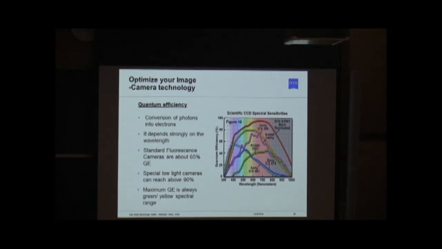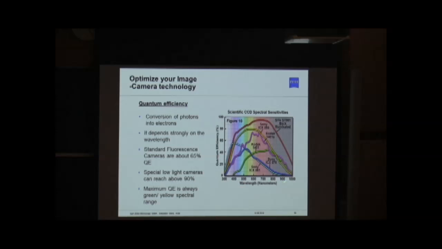So, let's talk about one big parameter that applies in camera technology and also in photomultiplier technology, which is quantum efficiency. Quantum efficiency actually tells you how good the detector can convert photons into electrons. And it's usually given as a percentage value, meaning 100% means a single photon is converted into one electron. A quantum efficiency of 50% means that two photons are converted into one electron.